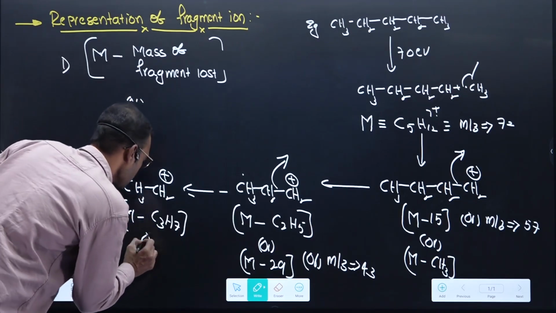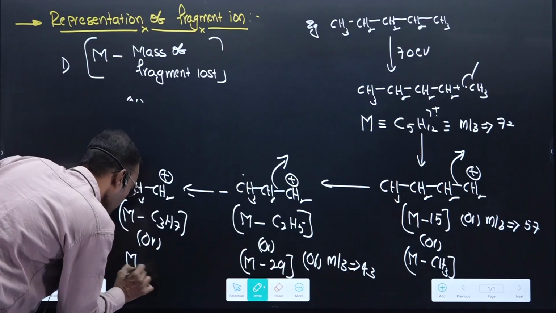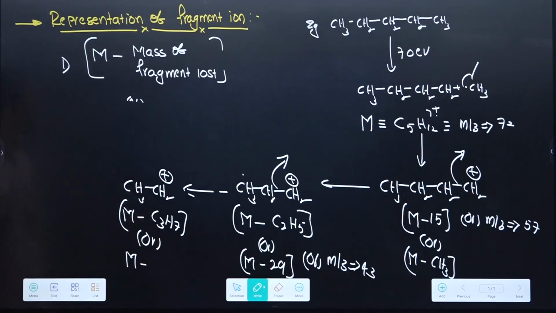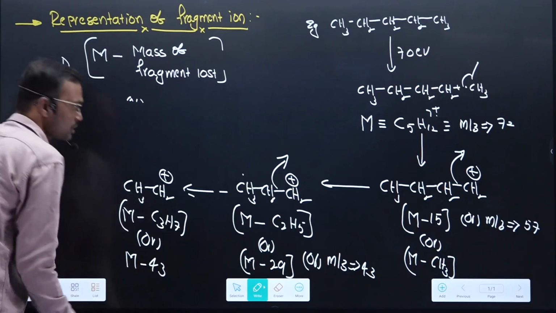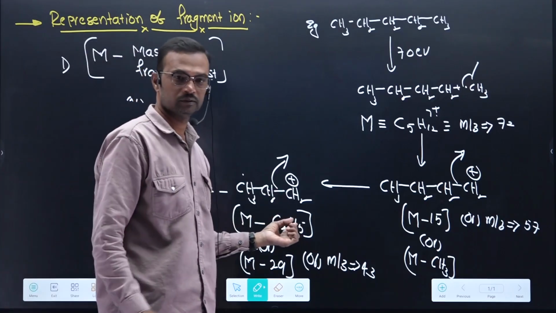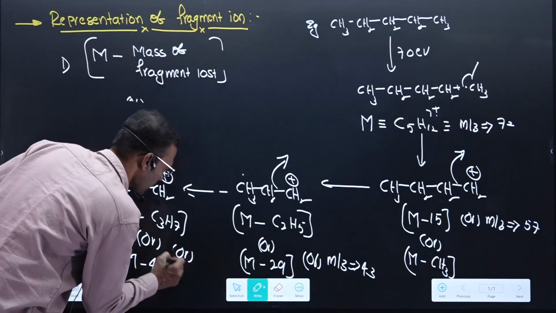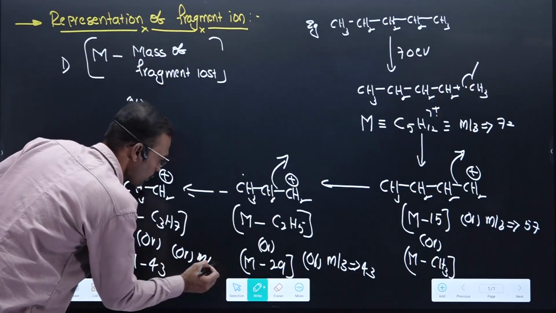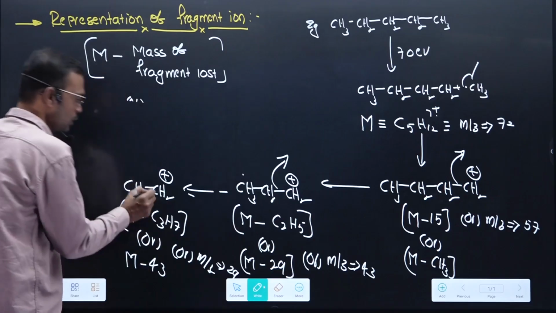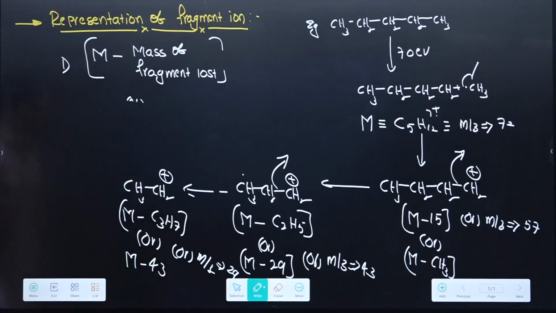Okay, what is the mass of C3H7? M minus C3H7 mass. How much? 43 or not? Why are you hesitating? This one only. I removed 43. Then what about the M by Z value of this fragment? This fragment's M by Z value is 29.